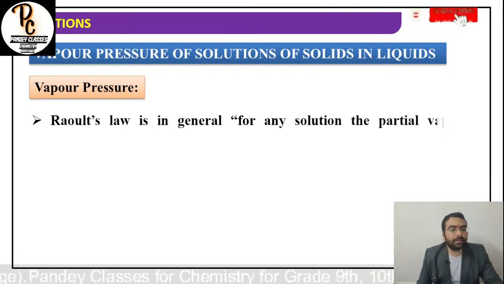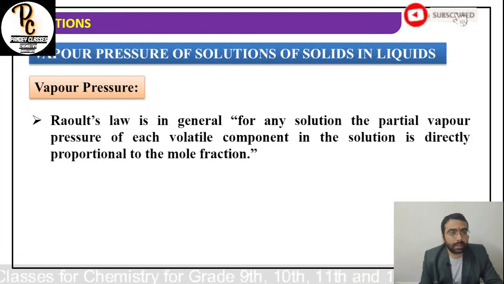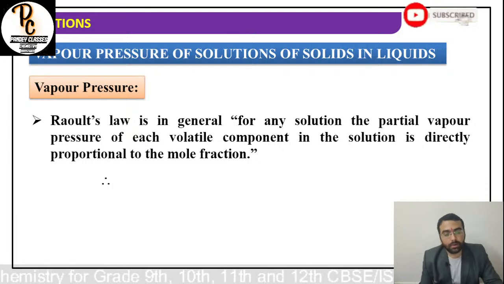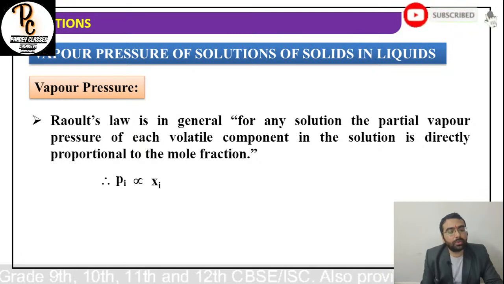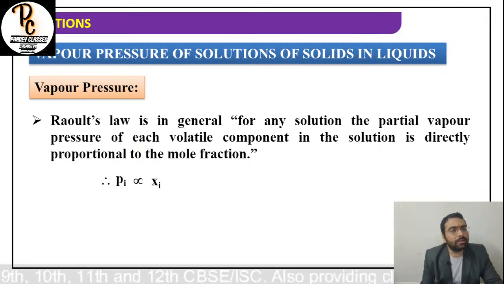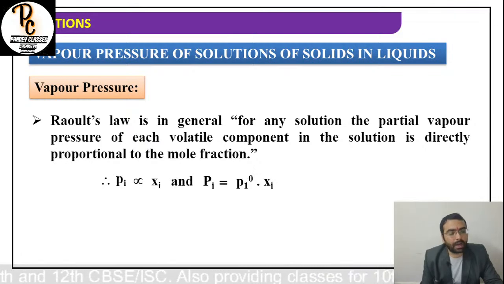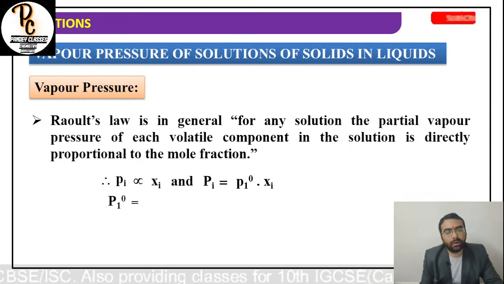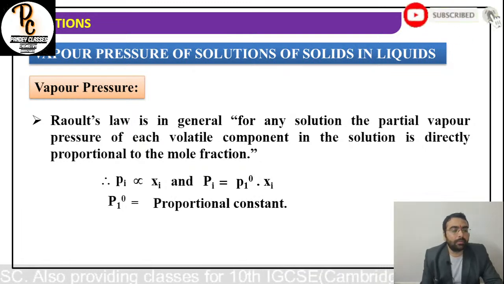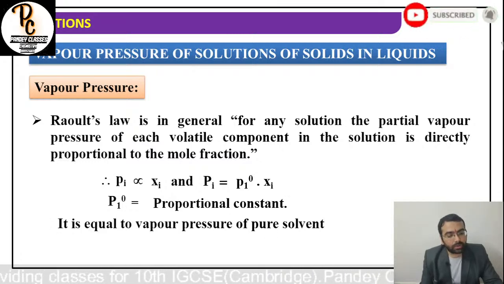Raoult's law, in general for any solution, says the partial pressure of each volatile component in the solution is directly proportional to the mole fraction of that component. So Pi is directly proportional to chi i, where i is the number of components, and Pi equals Pi naught into chi i. So Pi naught is the proportionality constant. It is equal to the vapor pressure of the pure solvent.